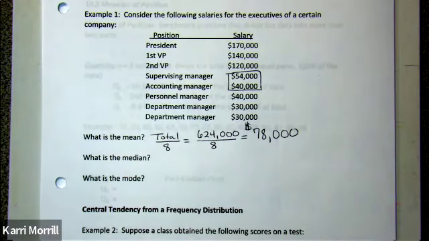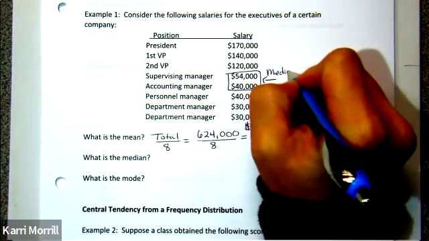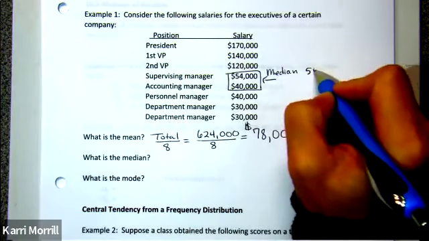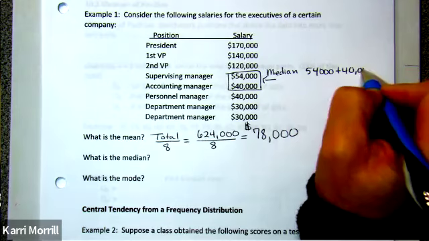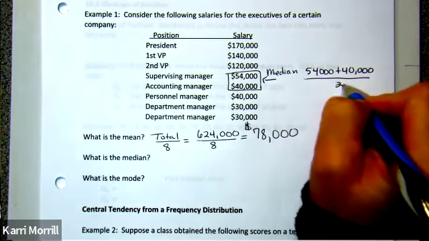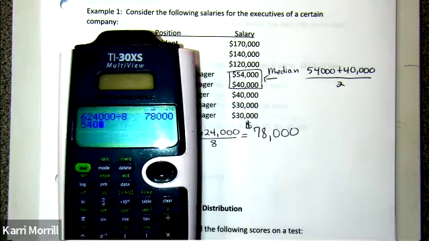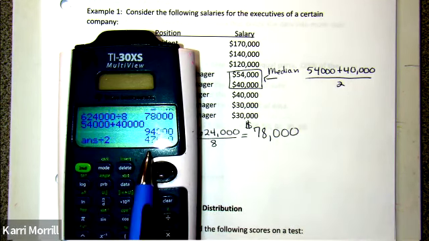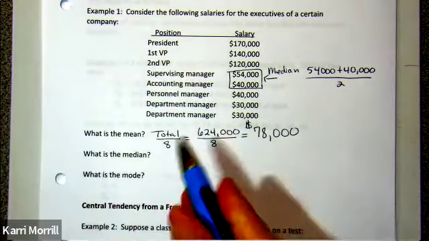If we find the median, I'm going to label this, so I'm going to do it right here. If we're working with the median, we would take 54,000 plus 40,000 and then divide it by 2. So we would say 54,000 plus 40,000, and then we would just divide that by 2, which would say my median would be 47,000.